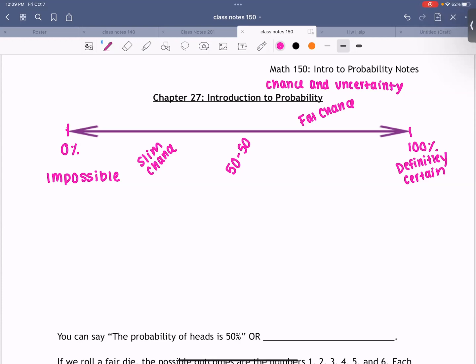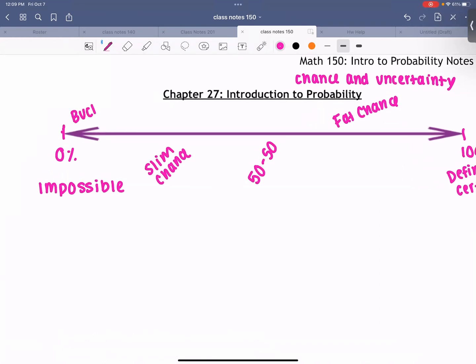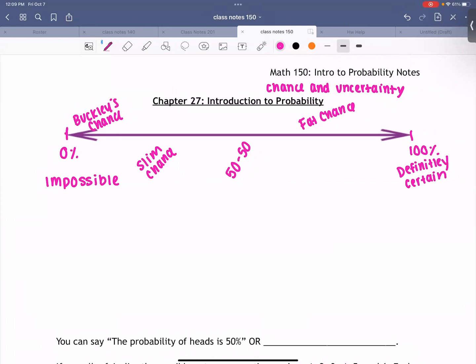Buckley's chance. It's something that is really close to 0%, but it might happen, but there's a really, really low probability of it happening. So Buckley's chance is something that might happen, but it's really not gonna happen. Okay. All right, let's go towards the right.